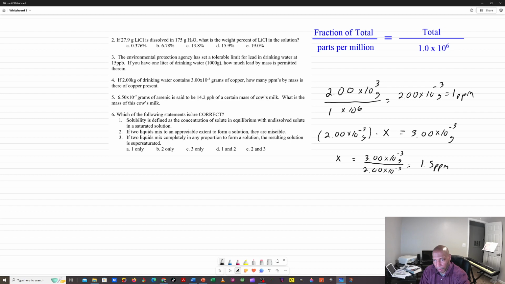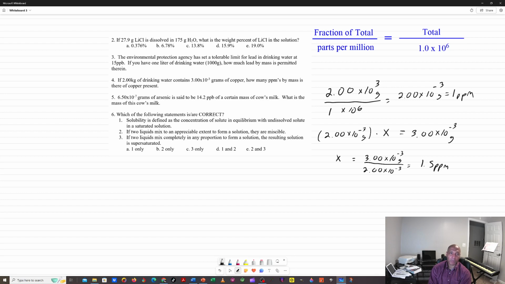Okay. All right, and if you want to use the rubric, you can. Of course, since we're trying to find the parts per million right here, you just put an x right here for parts per million. The fraction of the total would be 3.00 times 10 to the negative 3. The total would be 2,000. And then, of course, since this is a parts per million problem, we keep the 1.0 times 10 to the 6. And you simply solve for the x, which would be the parts per million. You should get 1.5.